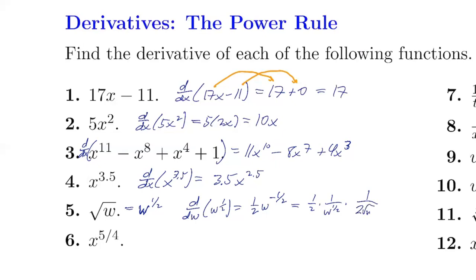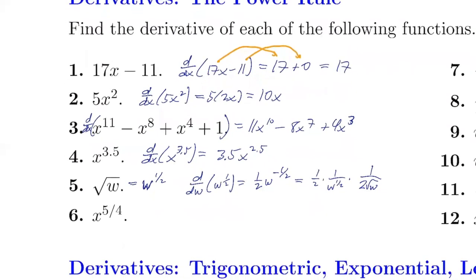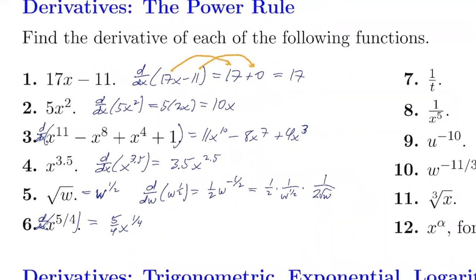It depends on the context. Sometimes this solution's preferable. Sometimes this is fine. The minus 1/2 power is fine sometimes. Okay, let's keep going. So you're getting the hang of it probably. So the derivative of this, same thing. It's 5/4 x to the 1/4, I think, when you subtract 1 from 5/4.